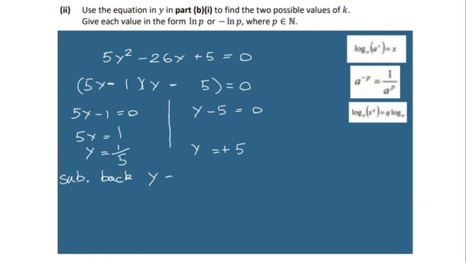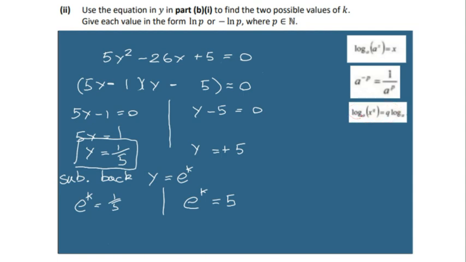Remember y is equal to e to the power of k. So e to the power of k is going to be, replace this one, 1 over 5. And on the other side, e to the power of k is equal to 5. So we'll have to look up now, because we have to get ln p or minus ln p. So these are specific formats we need to work towards. So let's look at the log rules. If we want to bring down the power with the ln function and the exponential function, we're going to apply this rule over here in the log tables.